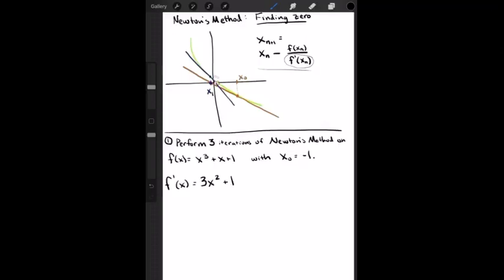And so we're going to perform 3 iterations. So we're going to want to find x1, x2, and x3. Right, and one of the things about Newton's method is that you always go in order. Right, you start with some x0, and then the next thing you find is x1. So what should x1 be?